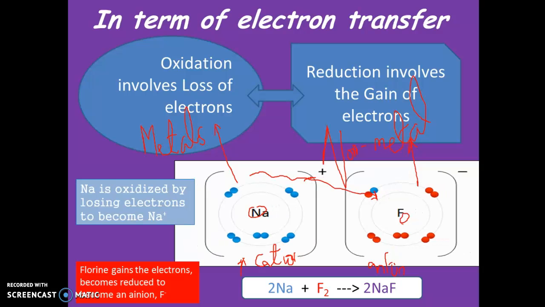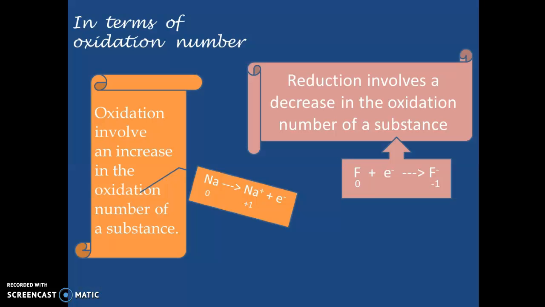Now let's go to our final definition for oxidation and reduction. Oxidation and reduction can also be defined in terms of oxidation number, and in this case oxidation is basically an increase in the oxidation number of a substance. When the oxidation number of a substance increases, in the case of sodium, you have it increased from 0 to +1. Take note of the fact that it is the charges you have here, from 0 here to +1 here, that's an increase.